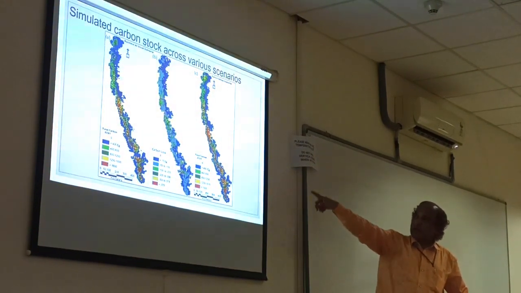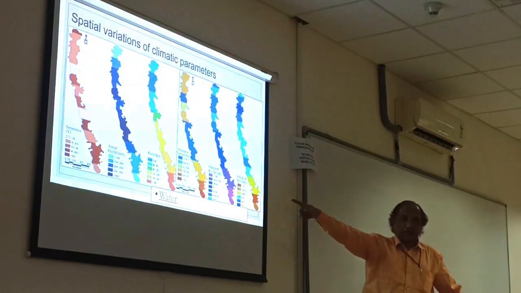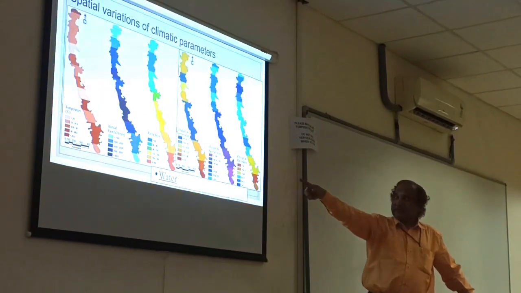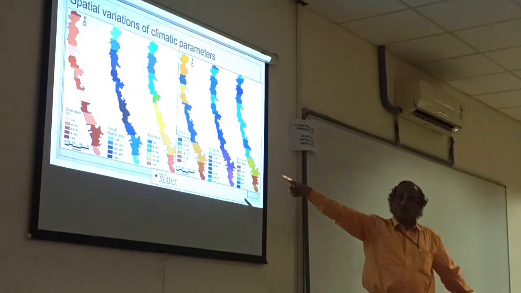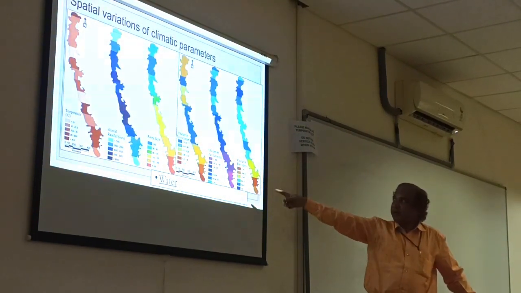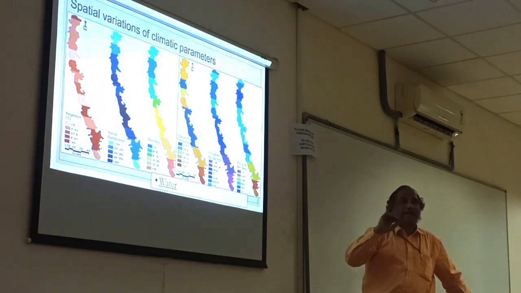Then we also simulated the scenarios. And more importantly, this confirms what Jagadish was talking about. There would be an increase in temperature. How much increase in temperature, we have talked about. Then the annual rainfall spatial pattern is changing. Some parts which were receiving higher rainfall start receiving low rainfall, for example Kerala. So that will affect wet cultivation.